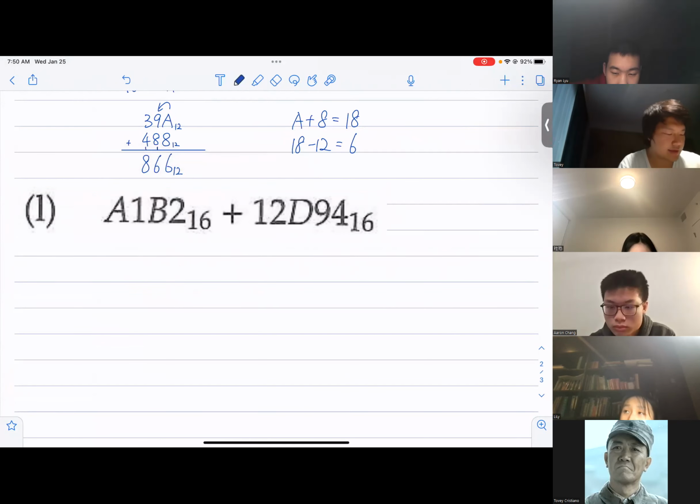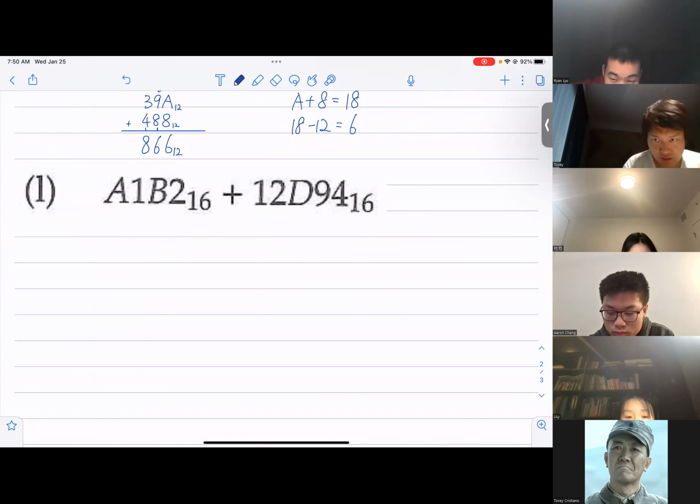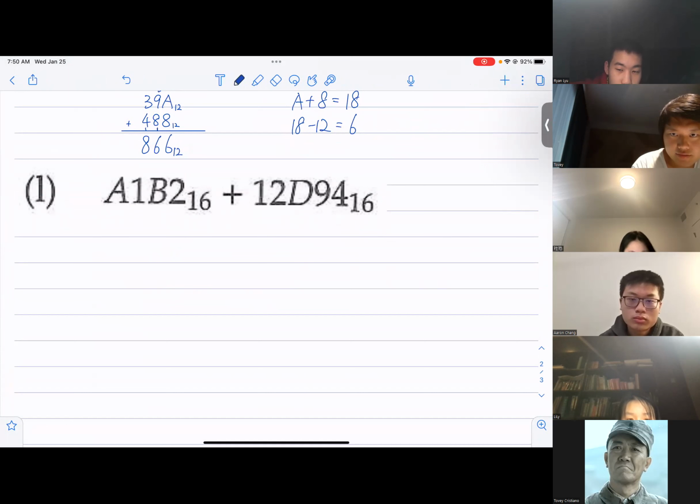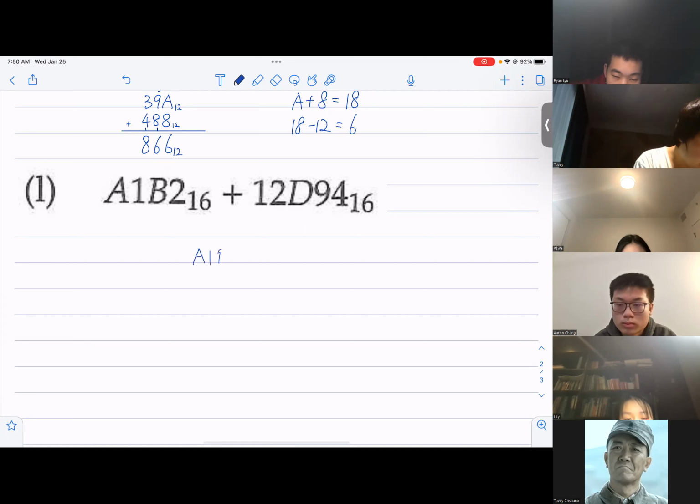And this one, let's say anyone other than Aaron, because I think Aaron understands it. So Ryan, I think you're fine with it too, but if you want to do it, you can. Lily and Rika, anyone want to try this? 1, 2, D, 9, 4.